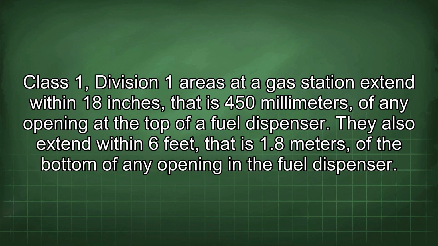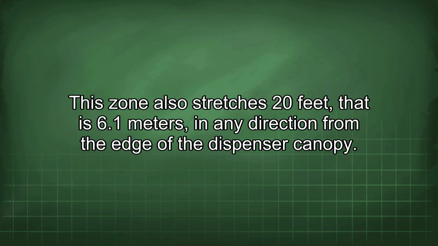Class 1, Division 1 areas at a gas station extend within 18 inches, that is 450 millimeters, of any opening at the top of a fuel dispenser. They also extend within 6 feet, that is 1.8 meters, of the bottom of any opening in the fuel dispenser. This zone also stretches 20 feet, that is 6.1 meters, in any direction from the edge of the dispenser canopy.